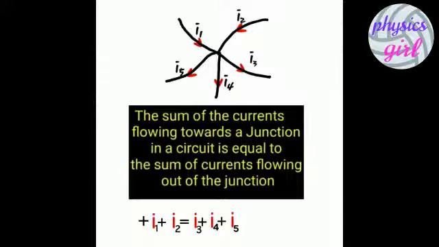First law is also defined as: the sum of the currents flowing towards a junction in a circuit is equal to the sum of the currents flowing out of the junction. Plus I1 plus I2 is equal to plus I3 plus I4 plus I5.